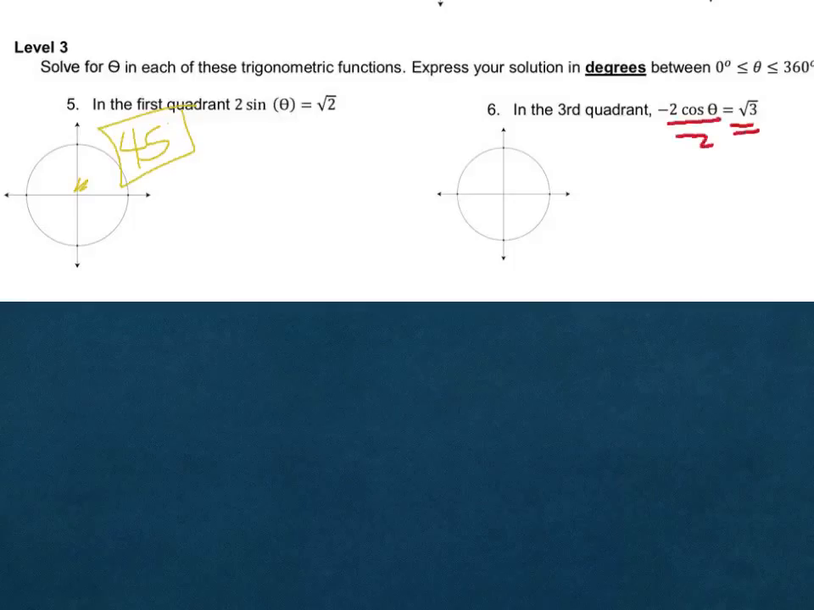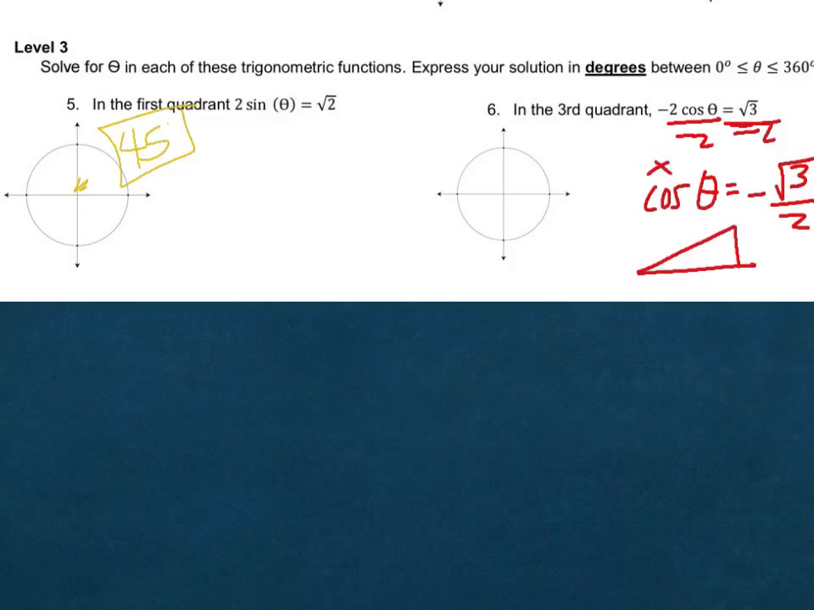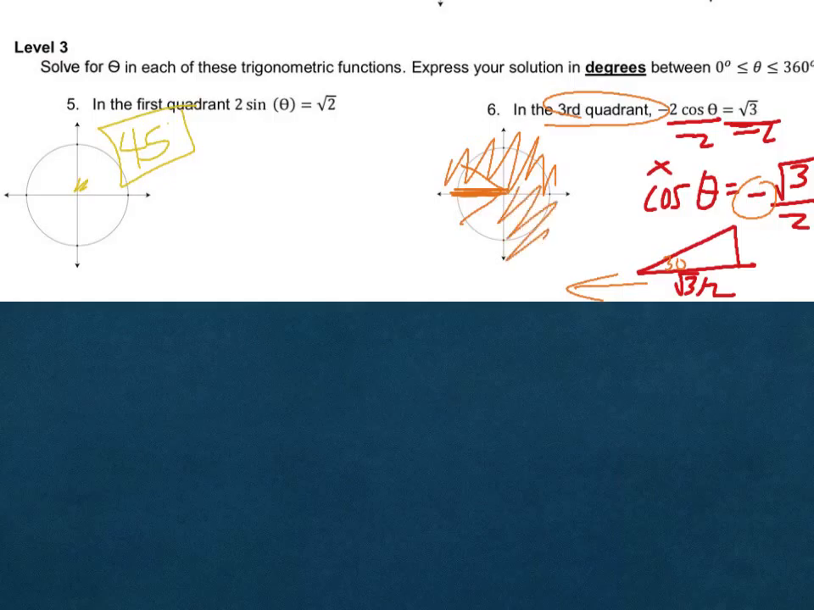Divide both sides by -2. We have cosine of theta is negative square root of 3 over 2, because there was a negative involved. So cosine is x, so when is x square root of 3 over 2? We know that that's in a 30-degree angle, but it's negative. So when does cosine go back? It's over here. And then we got these 30-degree angles, and it says third quadrant, so I only care about that one. So the question is, what is 180 plus our 30-degree reference angle? It will be 210.